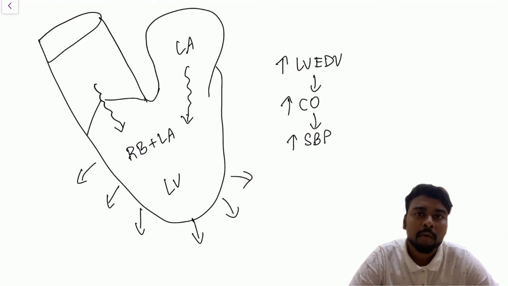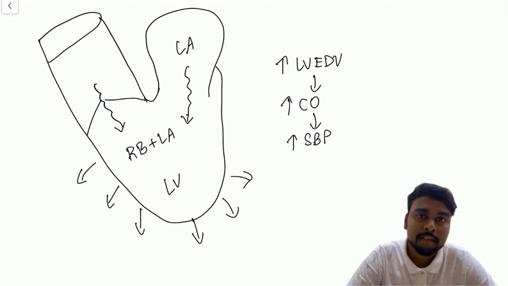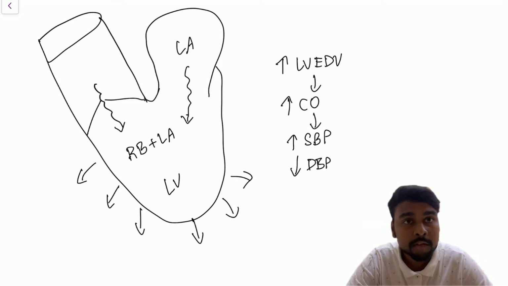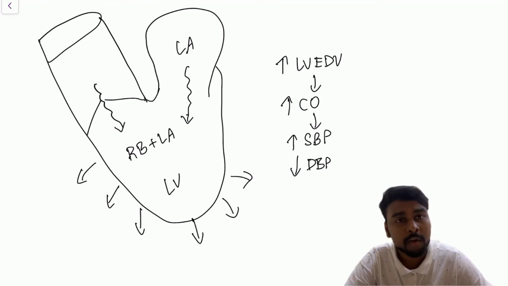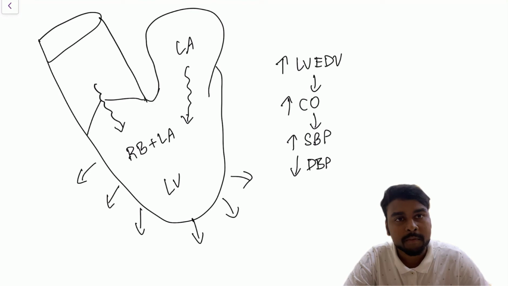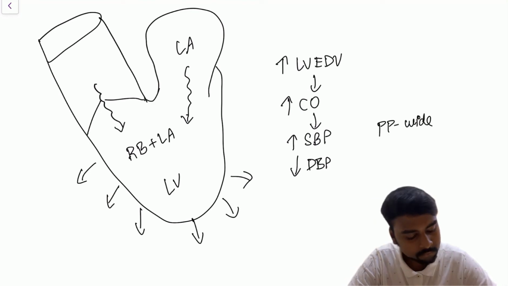So, tell me guys, what happens to diastolic blood pressure? Yes, the diastolic blood pressure is decreased. Why? Because during the diastolic phase, there is a regurgitation of the blood. So, there is a decrease in diastolic blood pressure. So, what does this mean? The pulse pressure is widened. What is the pulse pressure? Systolic blood pressure minus the diastolic blood pressure. So, the pulse pressure is widened.